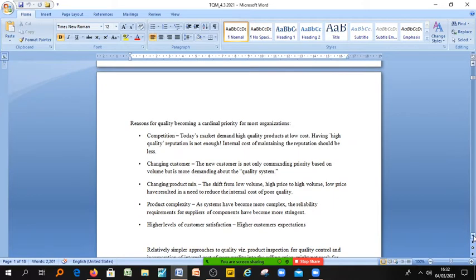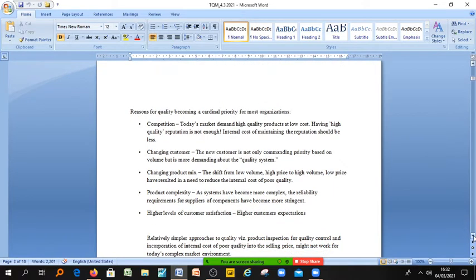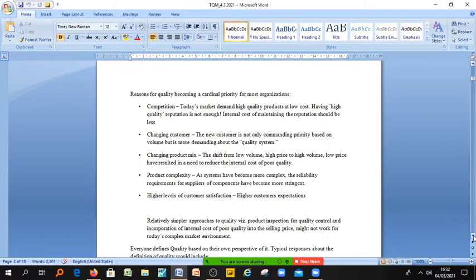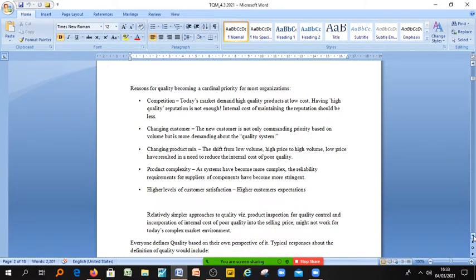Then product complexity, in a way that the systems, the way things are being done, are becoming complex. Technology is changing, isn't it? So with changing technology, quality has to change. Organizations have to put quality into consideration. Then high levels of customer satisfaction. Organizations are focusing on quality simply because they want to satisfy customers.